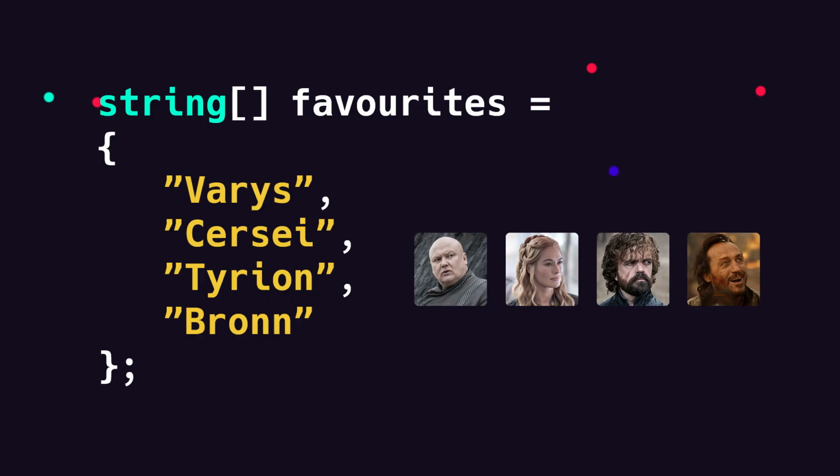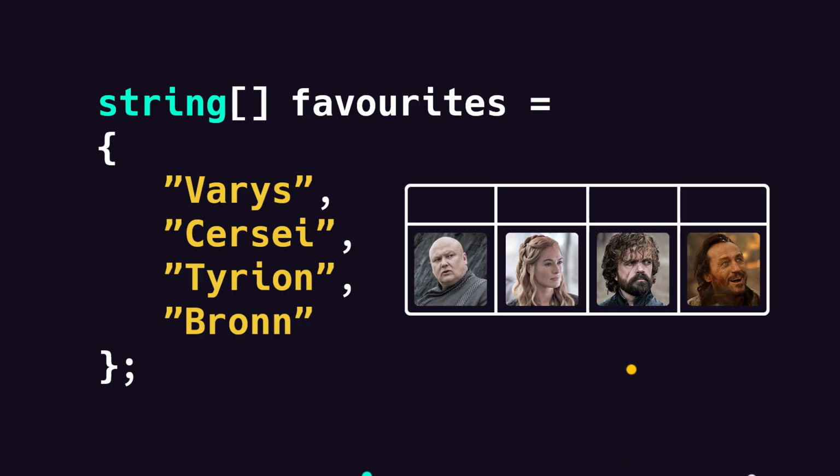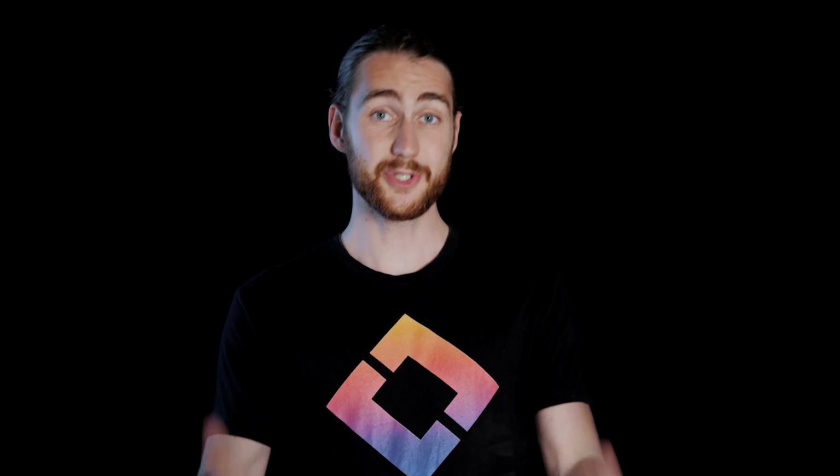Now, when we're creating an array, think of it like we're creating a table of items, where each item has a number associated with it. We refer to this number as the index. The first item always has an index of 0, the second item an index of 1, then 2, and so on. And we use the index to access an element inside the array.